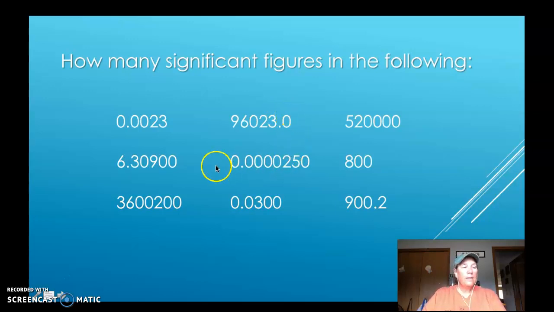This one right here, all of these are just placeholders. This would just have 3. So zeros after non-zero numbers count if the number is less than 1, but the ones before don't. So this would just be 3. Same with this one, this one would be 3. This one, because I haven't written a decimal, this is like an estimation. There was like 520,000. If this was exactly 520,000, I'd write a decimal here. But there's no decimal, so this only has 2.